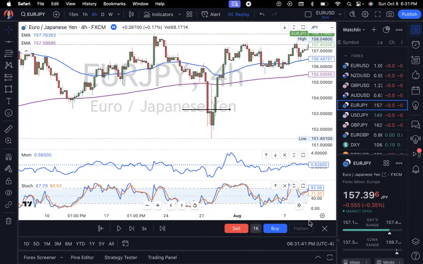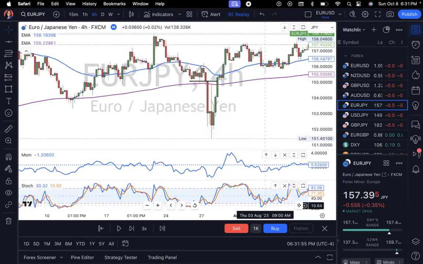Wait, sorry, that's not the right place. 1 second, y'all. It took me to a different part of the chart, but I think it was here, right? I think it was here.